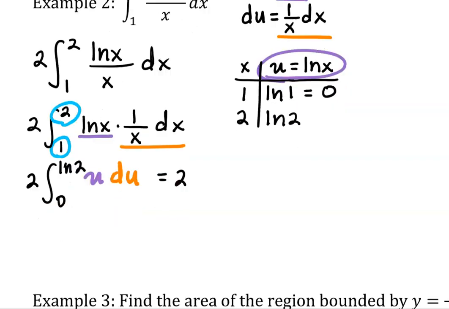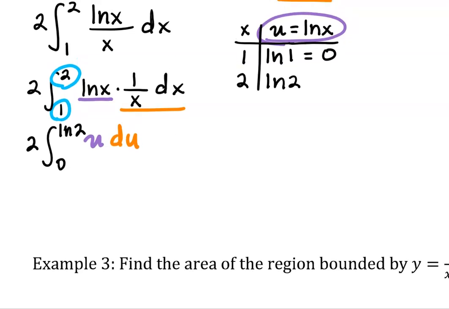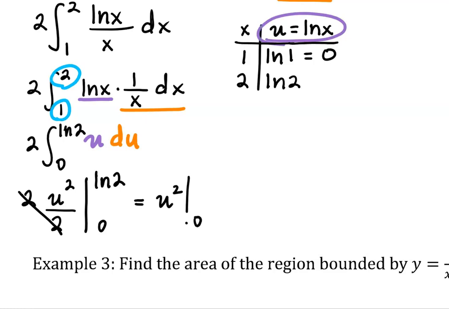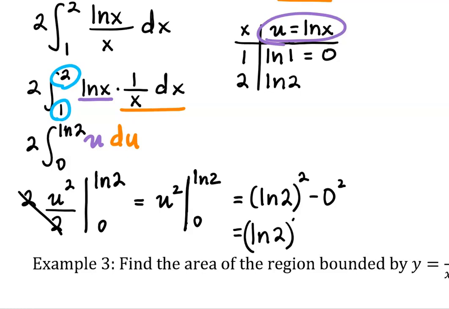Now let's integrate. I'll keep my coefficient of 2 in the front. I'm actually going to integrate, so my integral sign is gone now. The integral of u, we increase the exponent by 1, so the new exponent is 2, and we divide by the new exponent. And then we will evaluate that from 0 to natural log of 2. The 2's cancel out, and we are just left with evaluating u squared from 0 to natural log of 2. You always plug in the upper limit first into the function. So we would have natural log of 2 all squared, and then we would be subtracting 0 squared. So we're just left with natural log of 2, all squared.